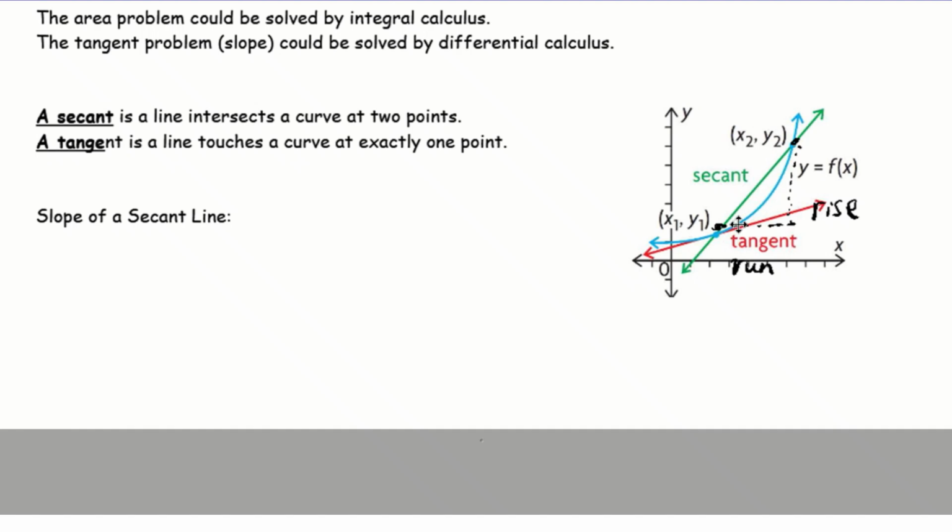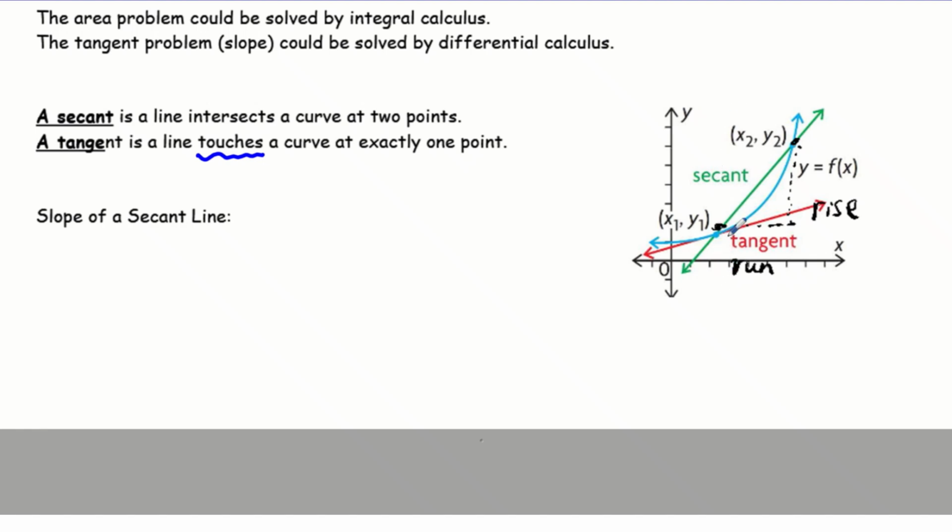So this is a blue curve for the function y equals f at x. We pick 2 points, (x1, y1) and (x2, y2). This is the first point, this is the second point. We connect them. The green line, we call it the secant line. If we move the second point closer to the first point, then we will create a line that touches the curve at exactly 1 point. So it touches, not intersects with the curve.